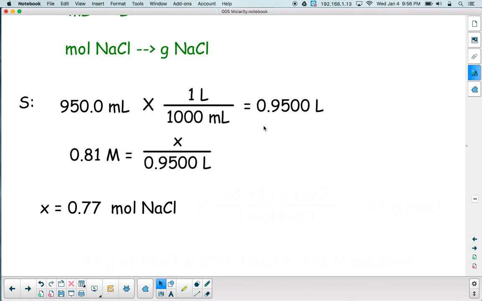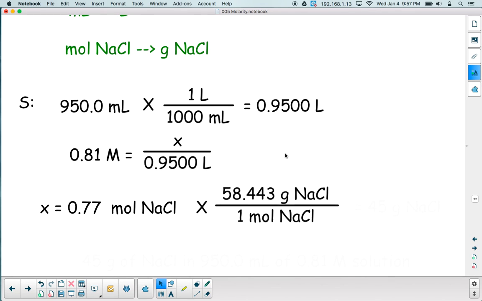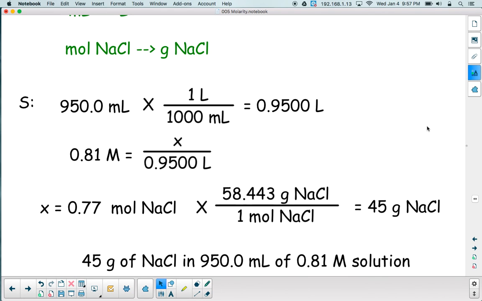In the context of doing stoichiometry, we actually will often stop at this point, because often for stoichiometry, all we really need to know is how many moles we have present of any particular reactant. This problem, however, asked us to continue forward and figure out how many grams we have. So to do that, we will just use our molar mass, and we can figure out that we have 45 grams of sodium chloride present in 950 milliliters of a 0.81 molar solution.